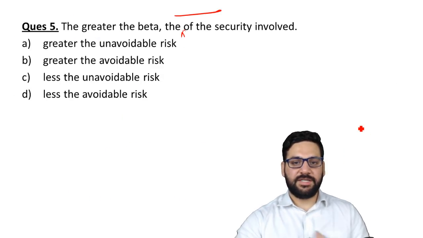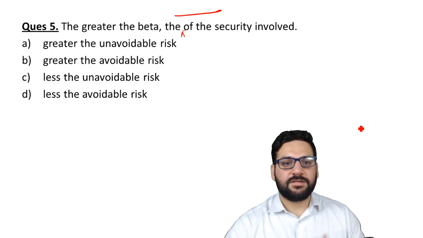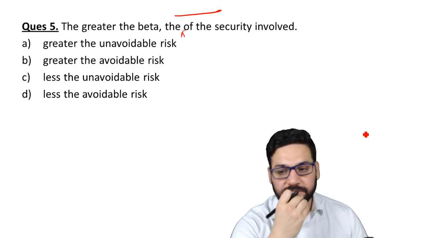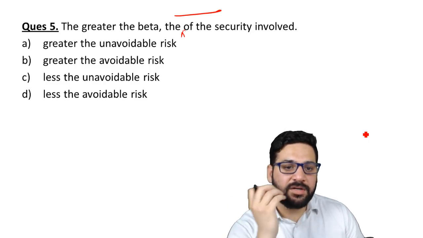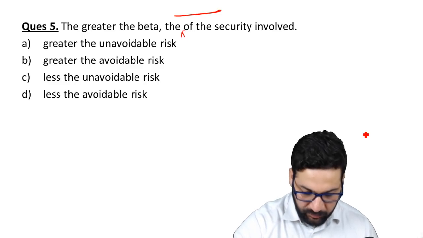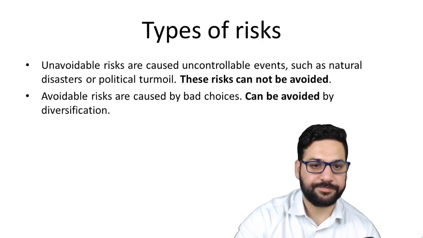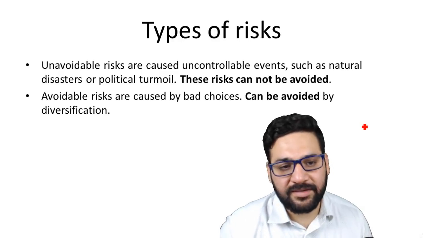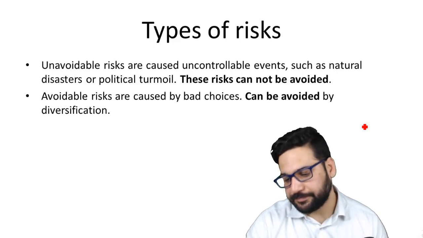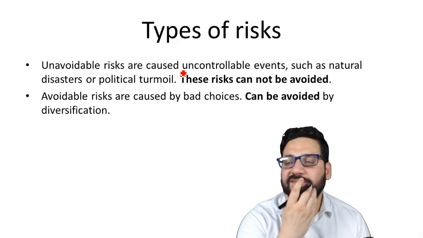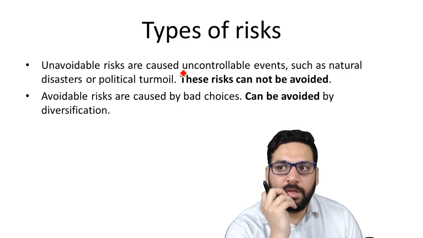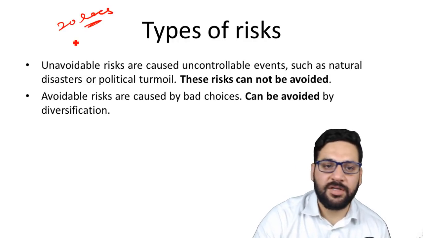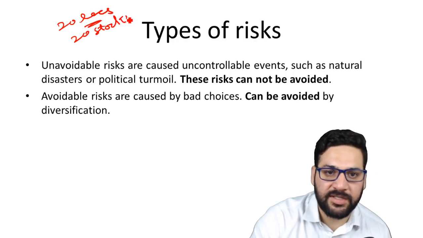So the greater the beta, the dash of the security involved: the greater the unavoidable risk, the greater the avoidable risk, the less the unavoidable risk, the less the avoidable risk. So let me tell you what avoidable and unavoidable risk are. There are basically two types of risk. The first is avoidable risk and the second is unavoidable risk, right? Unavoidable risk is one that you cannot avoid. Suppose you have invested, let's say, 20 lakh rupees in various stocks, let's say in 20 stocks.